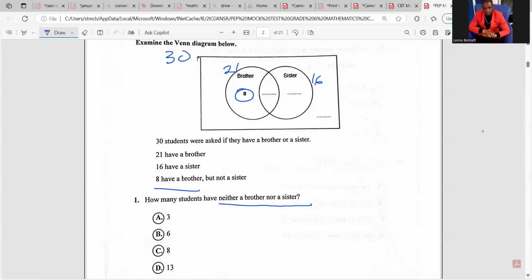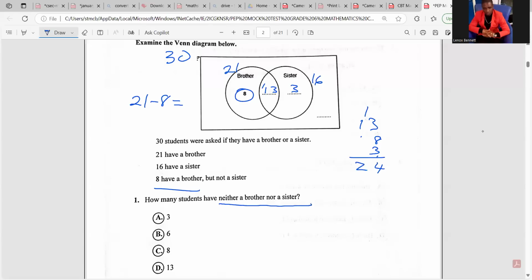So if the total with a brother is 21 and this is 8, we can simply subtract 8 from the 21, right? Which would give us 13 here. So if you have 13 here and you're supposed to have 16 that has a sister, that means 13 plus what gives you 16? That would be 3. And then we can find the total, right? We add the 8, the 13, and the 3.